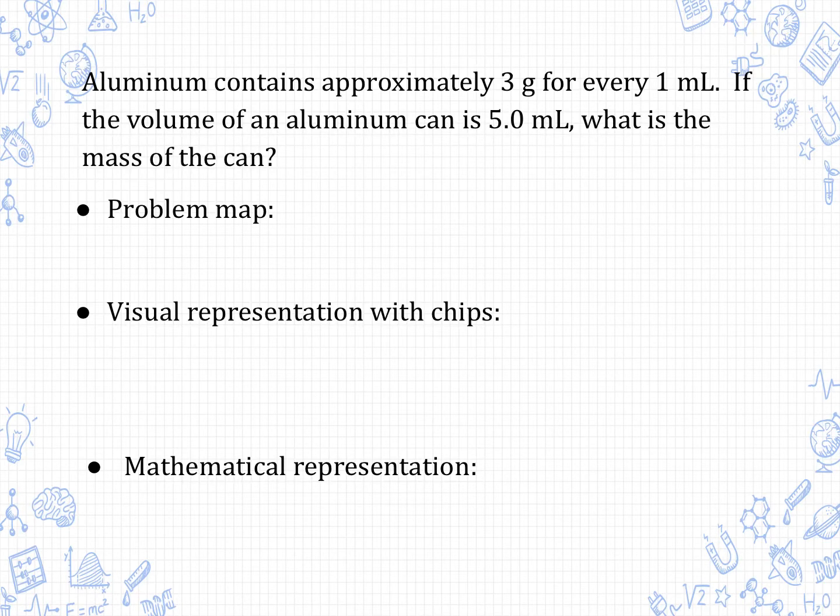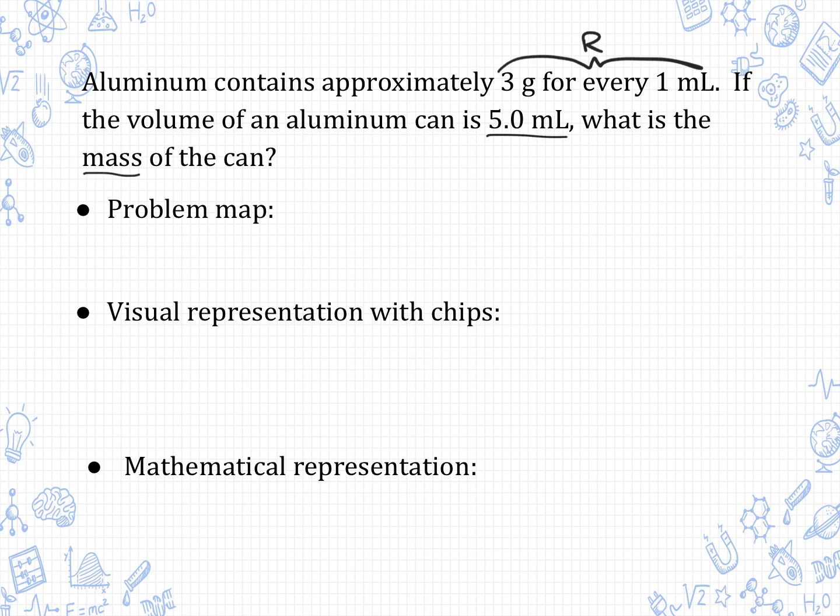In this video, we will use the visual and mathematical representations that we learned about to try and solve some problems involving our first chemistry relationship, which is density. So in our first problem, we know that aluminum contains 3 grams for every 1 milliliter. That sounds like a relationship to me because we've got two quantities that are related to each other, and we're given the volume, which is 5 milliliters. And it's asking us what is the mass of the can.